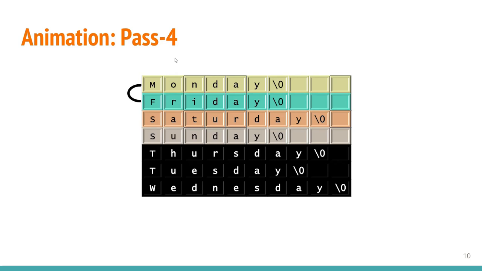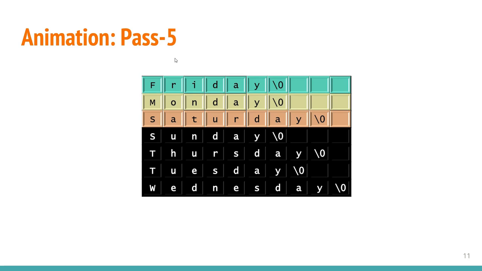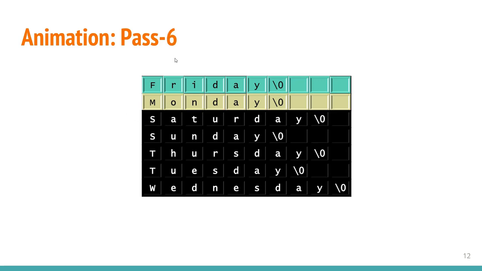Compare Monday with Friday, swap. Monday with Saturday, no swap. Saturday with Sunday, no swap. You can see here now Sunday has bubbled down and has become the fourth largest element and has been situated properly. In the next pass, compare Friday with Monday, no swap. Monday with Saturday, no swap. This is done. So Saturday has now bubbled down to the proper position.